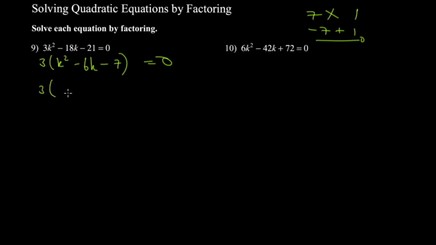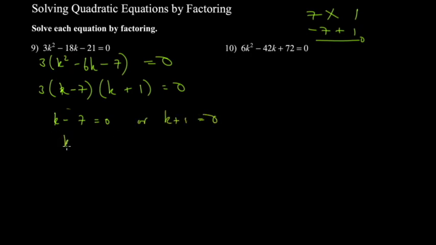So you'd say k here, then you say k here, equal to 0. Then you want negative 7 for the factors and plus 1. Okay, so you get k minus 7 equal to 0. Let me actually write in a proper way here. So k minus 7 equal to 0, or k plus 1 equal to 0. So you get k equal to 7, or k equal to negative 1, like this.